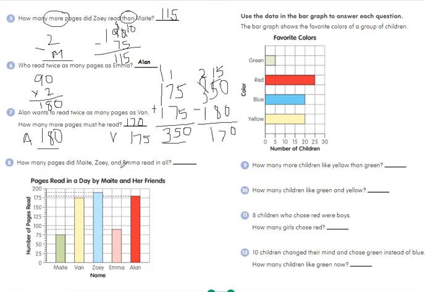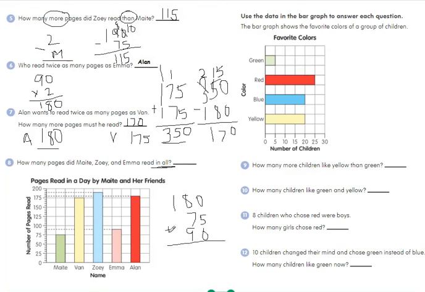How many pages did Maddie, Zoe, and Sophia read in all? So the "in all" tells me I have to add everything that they read. So we're adding Maddie, Zoe, and Emma. Maddie read 75. Zoe read 180. And Emma read, let's see, 75, 80, 85, 90. She read 90. So in all means we add.